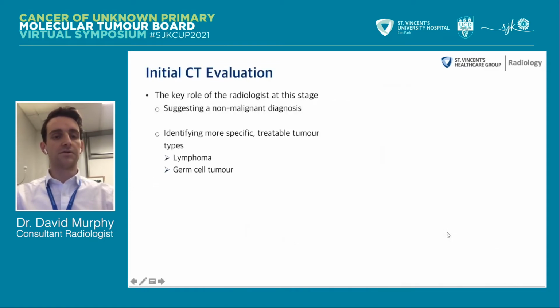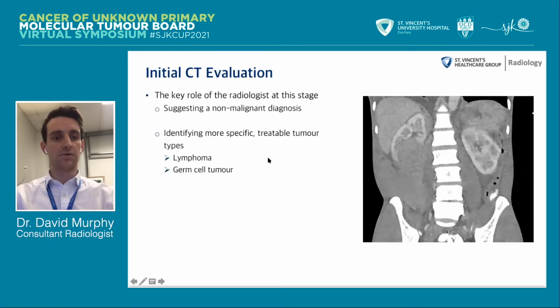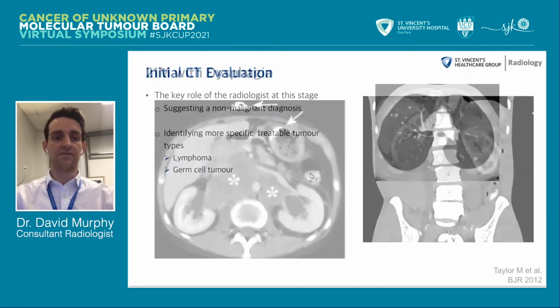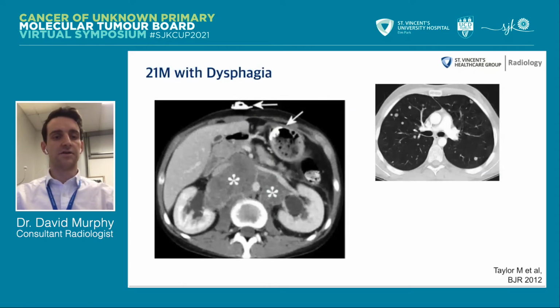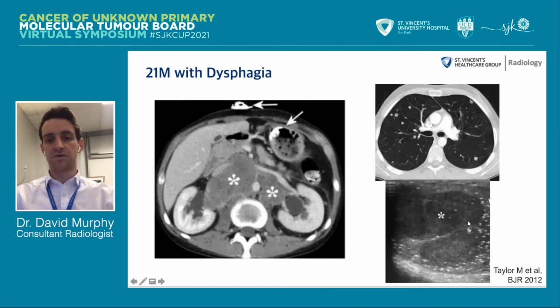Another important role in the initial CT evaluation is to identify specific, more treatable tumor subtypes, such as lymphoma or germ cell tumor. This is an example of a young patient with a very large right retroperitoneal mass, and this was diffuse large B-cell lymphoma. Another case, taken from the literature, is of a young gentleman who presented with dysphagia. On CT abdomen pelvis, there was a large necrotic retroperitoneal nodal mass and multiple bilateral pulmonary metastases, and this appearance was highly suspicious for a germ cell tumor, which was confirmed on ultrasound of the testis.